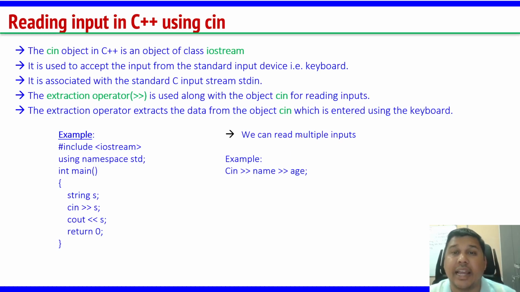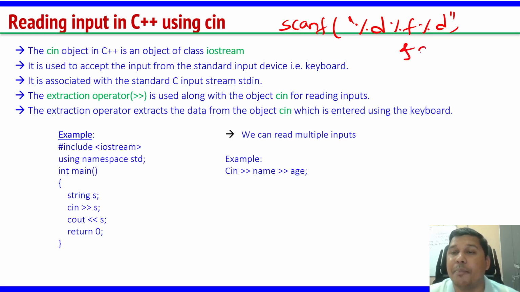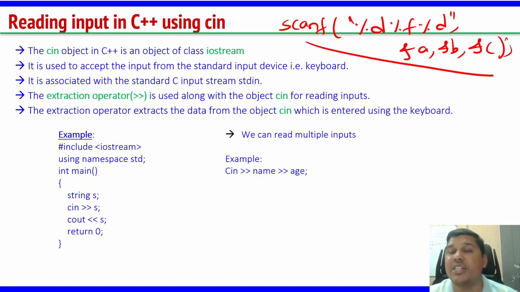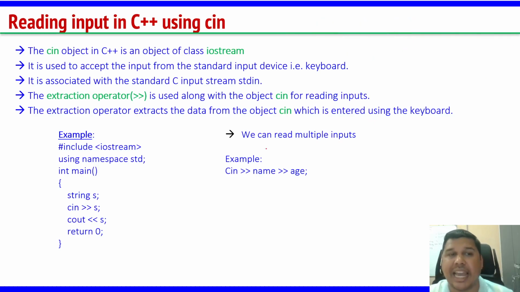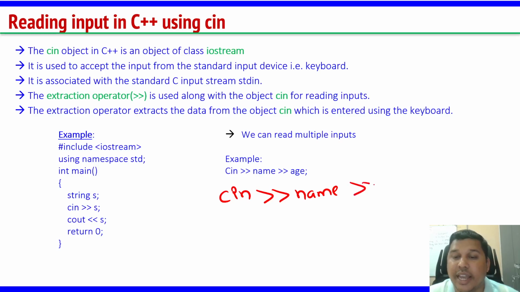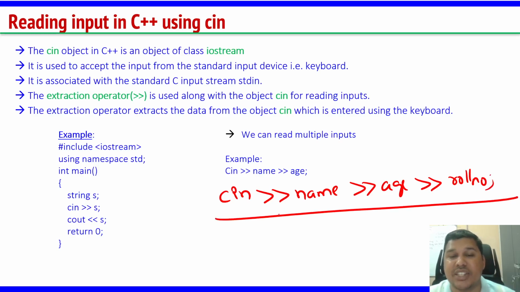Next, like in C programming using scanf, generally you will be reading multiple variables, no? %d, %f, %d, like this you can read &a, &b, &c. You can read multiple values in a single scanf statement. The same thing can be done here in C++. You can write cin name, then again age, then again roll number. Like this, you can read multiple inputs in a single line.